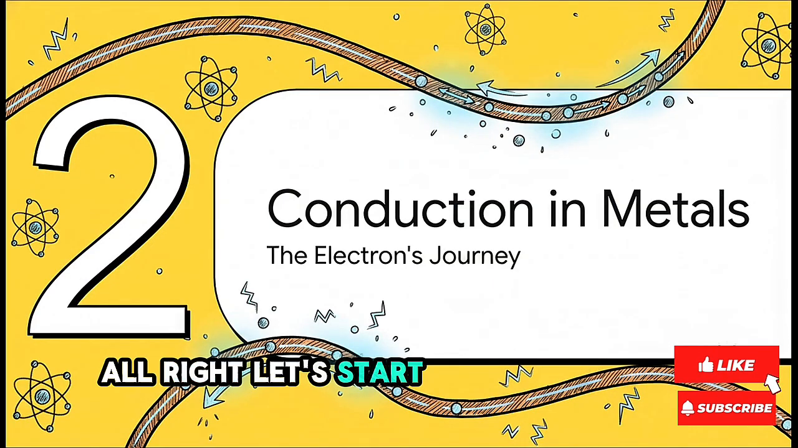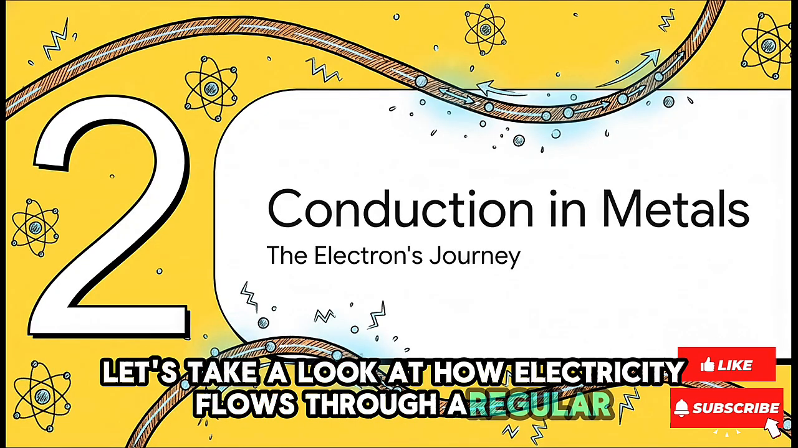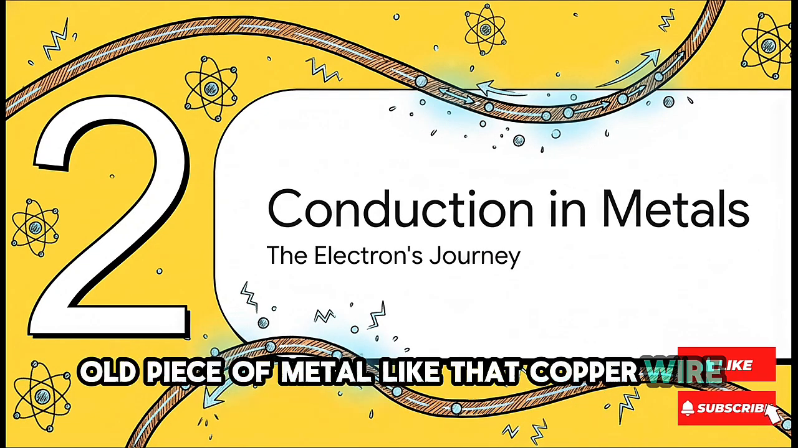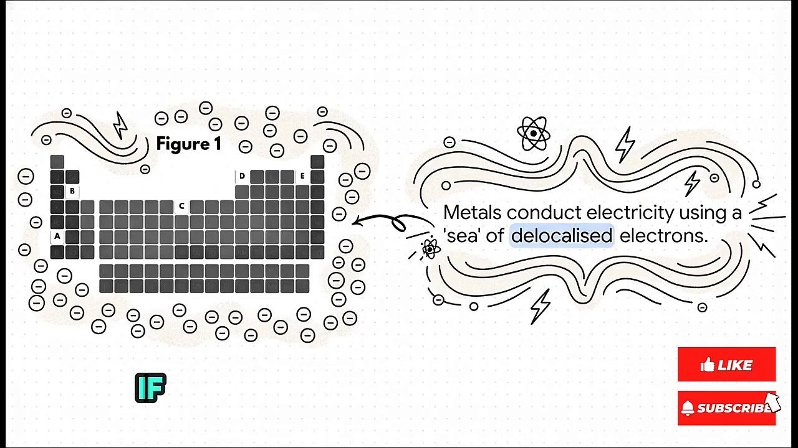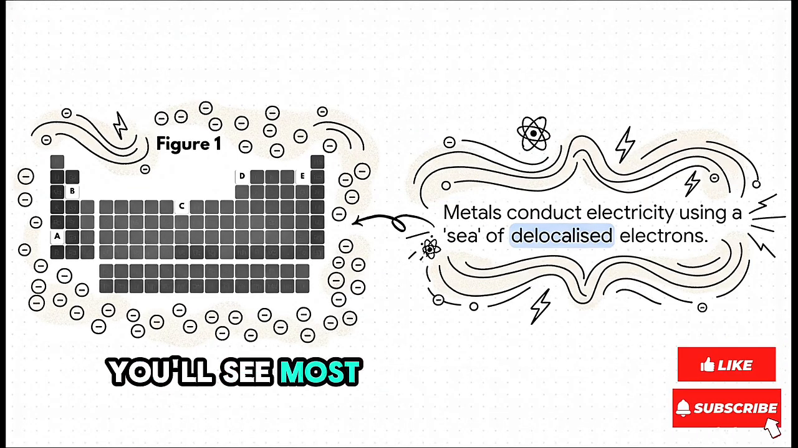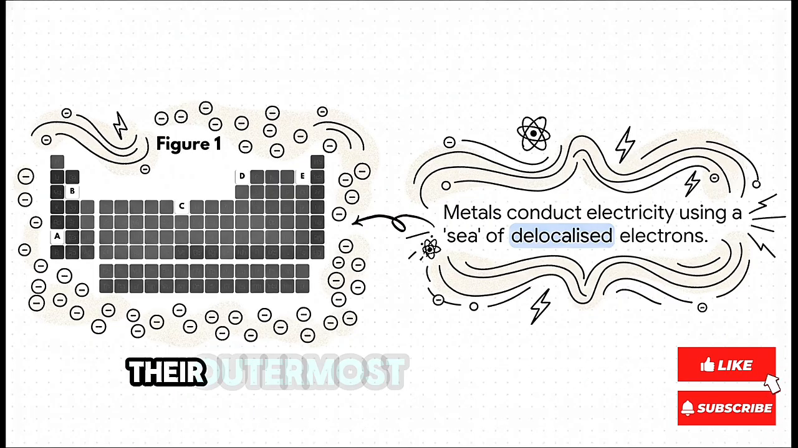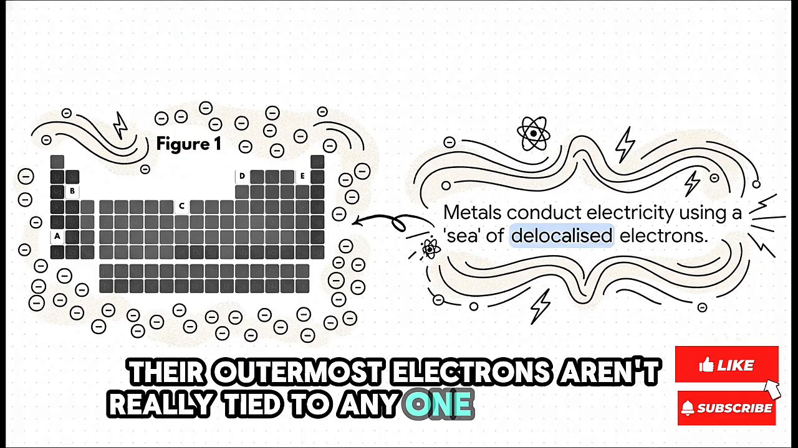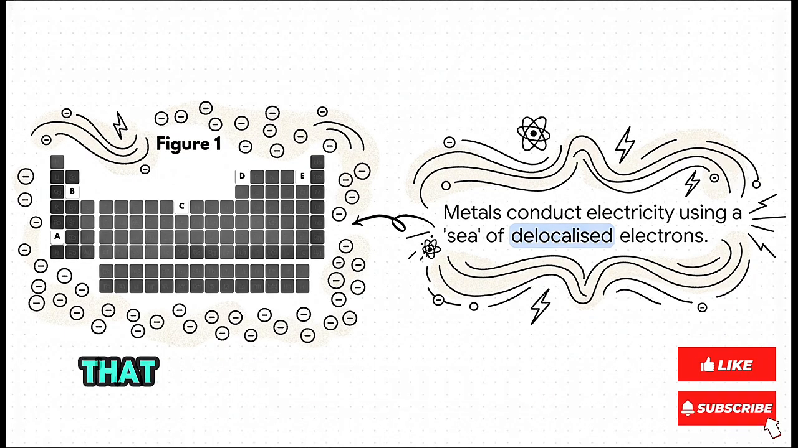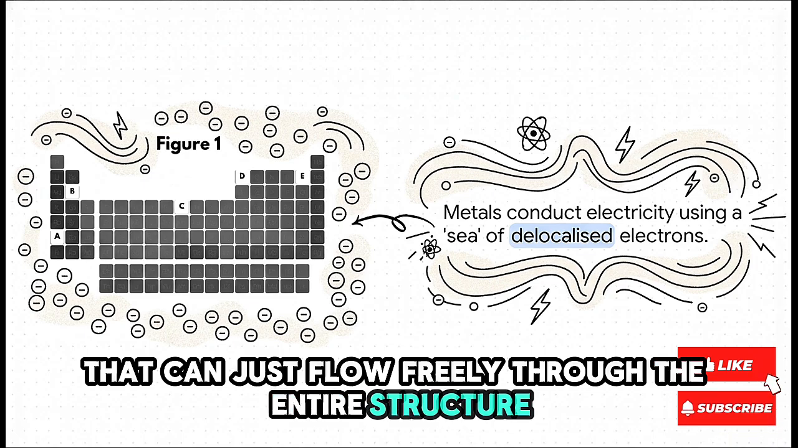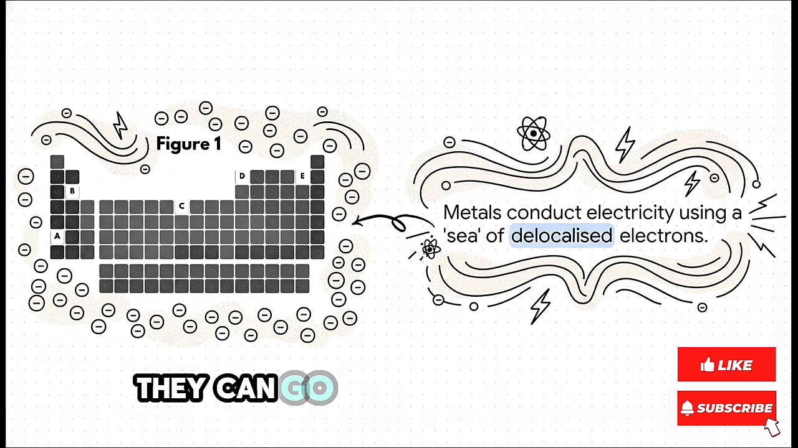All right, let's start with the one we all know and love. Let's take a look at how electricity flows through a regular old piece of metal, like that copper wire we were talking about. This is the electron's time to shine. If you look at the periodic table, you'll see most of the elements are metals, and they all have this really cool atomic structure. Their outermost electrons aren't really tied to any one specific atom. Instead, they form this kind of sea of electrons that can just flow freely through the entire structure. Think of it like a huge crowd of people wandering around a giant hall. They can go wherever they want.